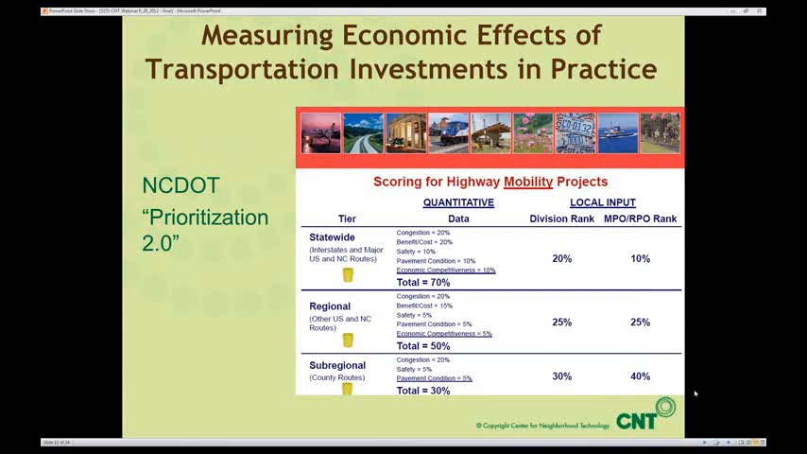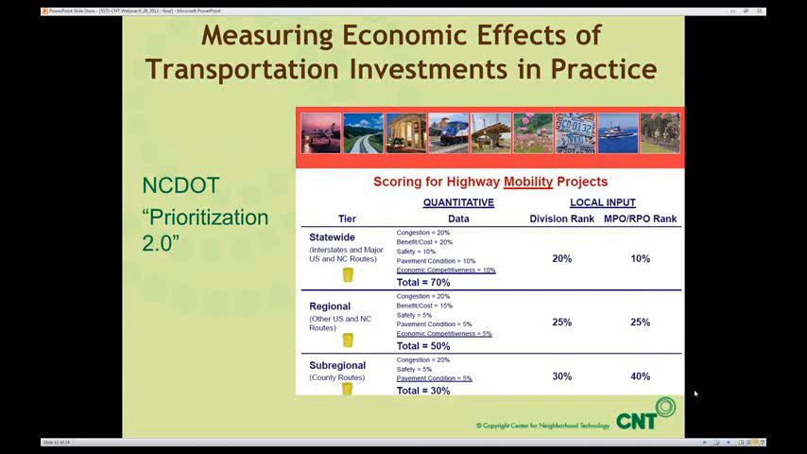So what does this all look like in the real world? We wanted to show you this example from North Carolina. What you're seeing on your screen is actually their prioritization 2.0 process, which for the first time ever included benefit cost analysis and economic analysis in the ranking of projects. And you'll see for both statewide highway projects and regional projects, there's an economic competitiveness element to the scoring.